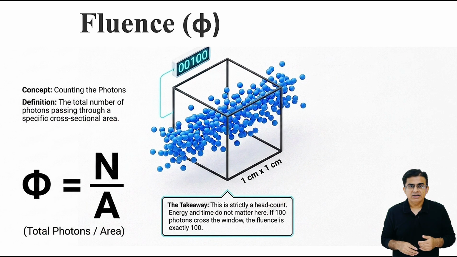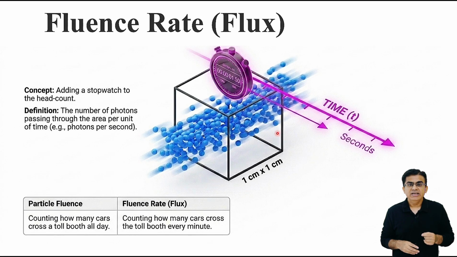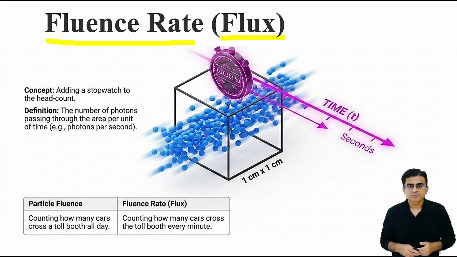In our daily practice, time is a very important factor. We need to know exactly how fast these photons are arriving at the tumor. This brings us to our next important metric. It is called the fluence rate. You will also see it written as flux in many of your physics textbooks.